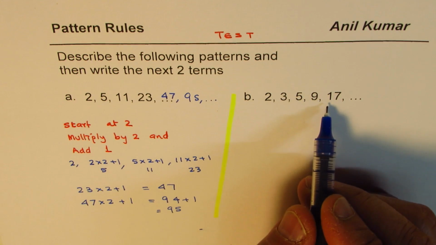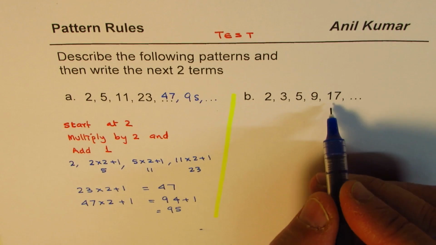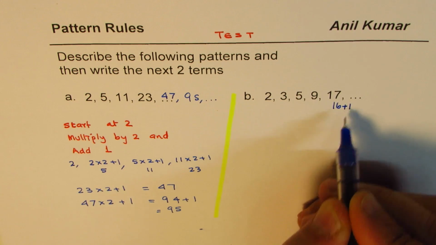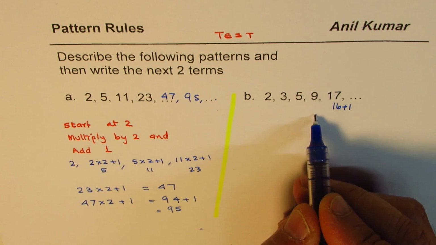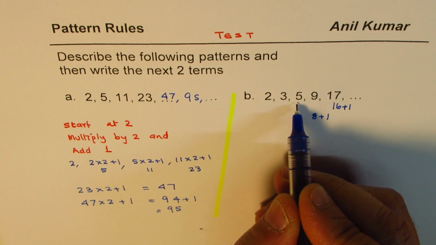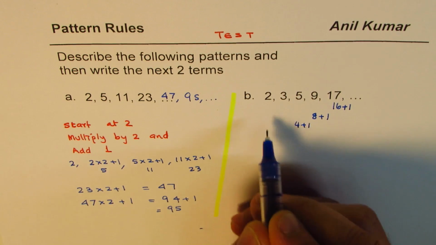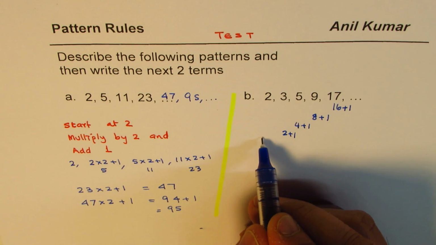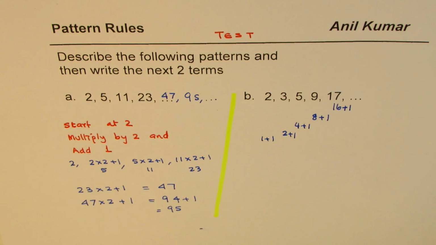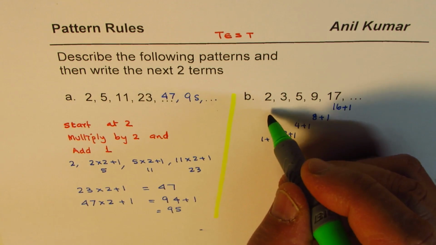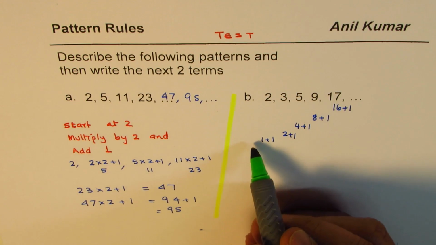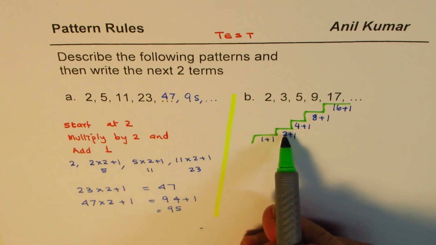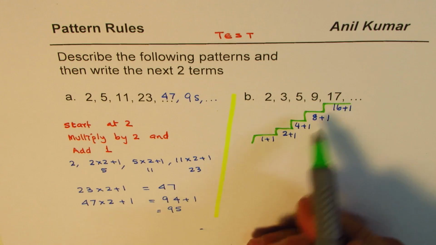What I notice here is that I could write 17 as 16 plus 1. How about 9? I could write 9 as 8 plus 1. I could write 5 as 4 plus 1, 3 as 2 plus 1, and 2 as 1 plus 1. Do you see the pattern here? So that is how the numbers are growing. So it is 1 plus 1, then 2 plus 1, 4 plus 1, 8 plus 1, 16 plus 1. So these numbers are increasing by multiples of 2.